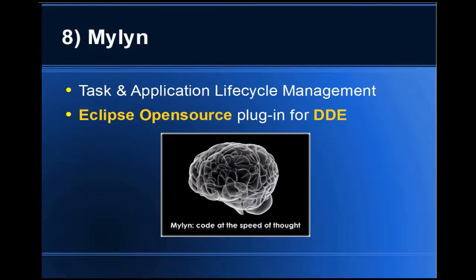Another open source tool to look at is Mylyn. Mylyn has an Eclipse plugin that works with Domino Designer for Eclipse that allows you to automate task and application lifecycle management. Using this tool, you can record to-dos, defects, etc. from within DDE for later follow-up or reporting.